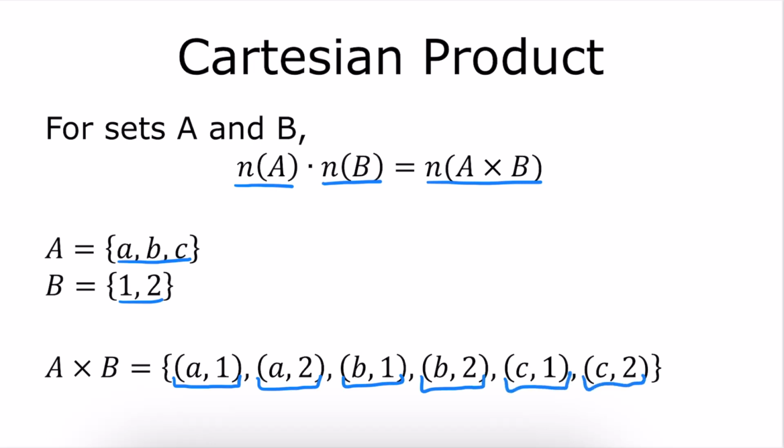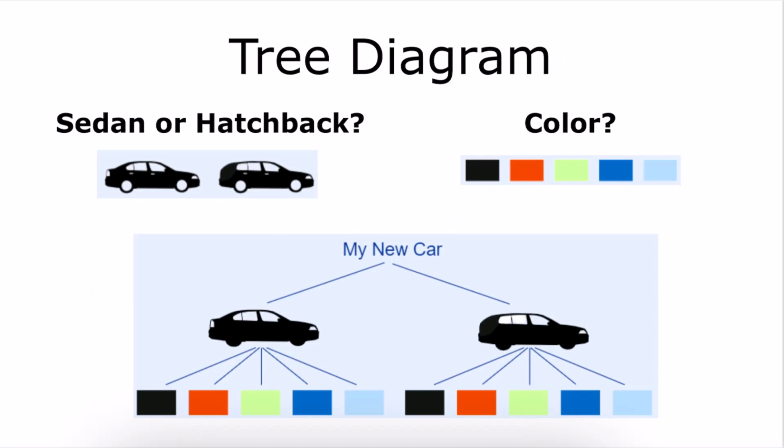And if we count the number of items in set A, there's 3 items. The number of items in set B is 2, and the number of items in A cross B is 6 because we have 1, 2, 3, 4, 5, 6 ordered pairs in the Cartesian product. And so this model is one that you can use to teach multiplication, but you probably wouldn't want to teach it in the set notation way because that might be kind of confusing for your students. But you can teach it with a tree diagram.